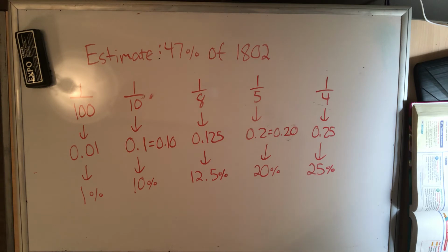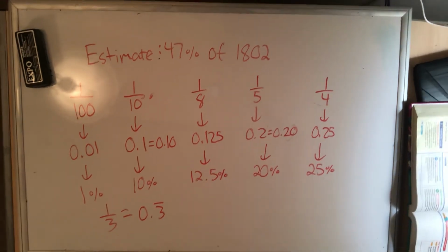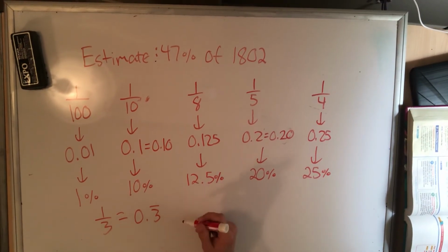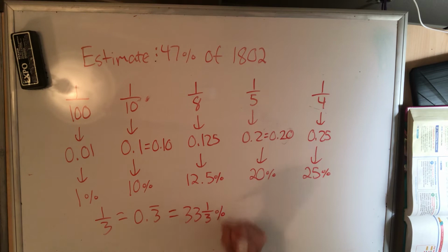And then, let's see, 1/3 is equal to 0.3 repeating. If you work out 1 divided by 3, it's 0.333 going on forever. The bar over the 3 indicates the 3 goes on forever. And 1/3 is equal to 33 1/3%, because 100% is all of something, and 1/3 of 100% is 33 1/3%.